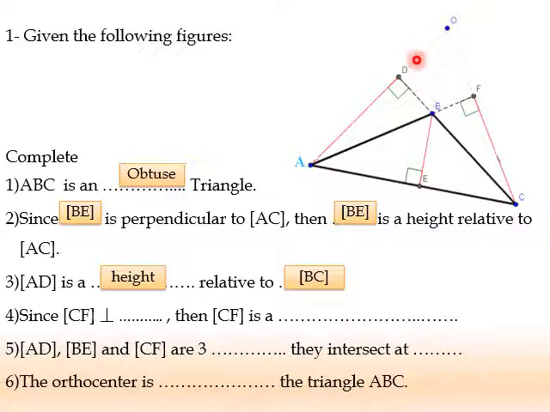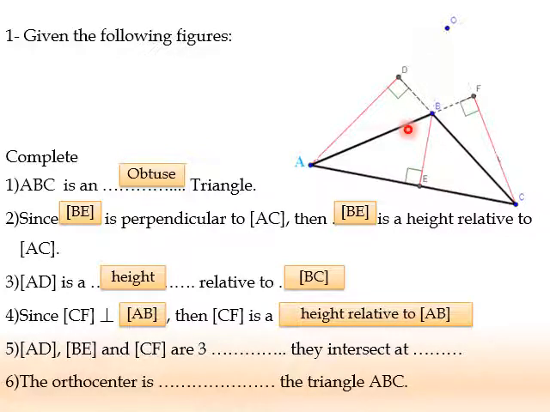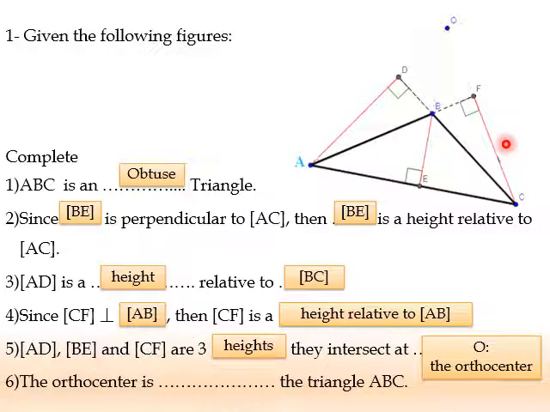Now, since CF, this is CF, it's perpendicular to what? It's perpendicular to line AB. Then CF is a height relative to AB. Okay? Now, AD, BE, and CF are three heights. They intersect at a point O, which is called the orthocenter, and the orthocenter here is outside the triangle. Okay, this is our triangle ABC, and this point is outside the triangle.